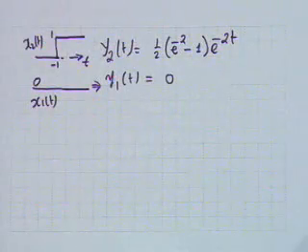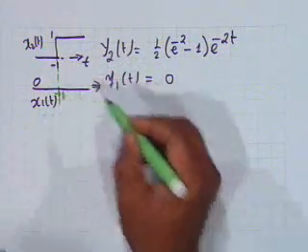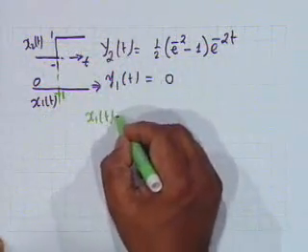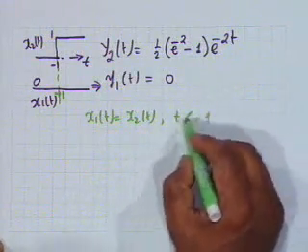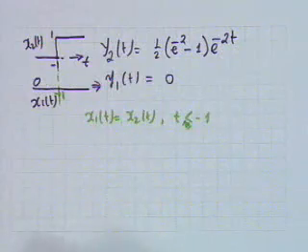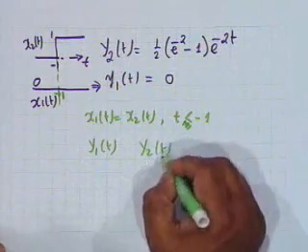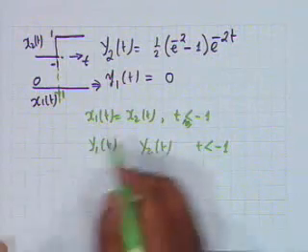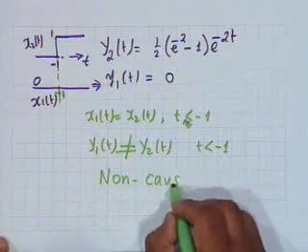You notice that for this range, up to small t equal to minus 1, x1 and x2 are identical. x1 of t is equal to x2 of t for t less than minus 1. Well, let me not put equal to because at minus 1 there is a discontinuity. If the system was causal, then y1 of t should have been equal to y2 of t for t less than minus 1. This is not the case here, and therefore the conclusion is the system is non-causal.